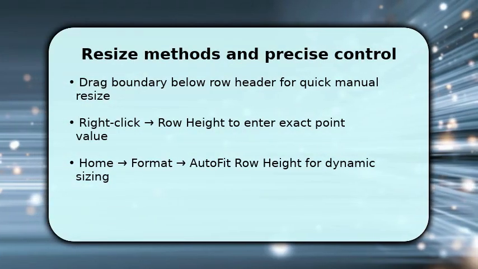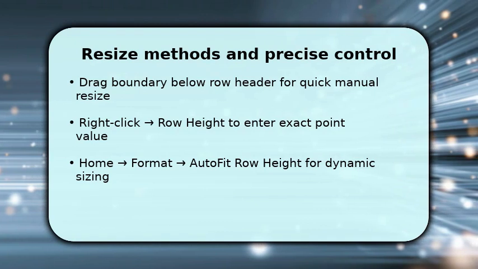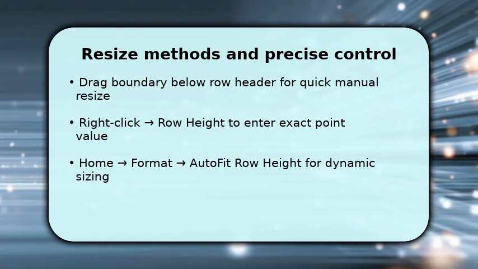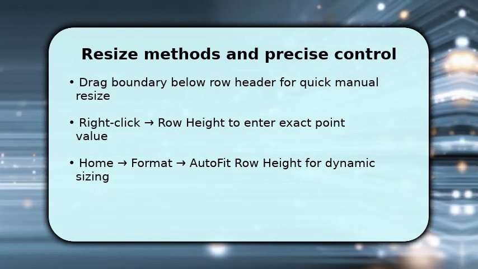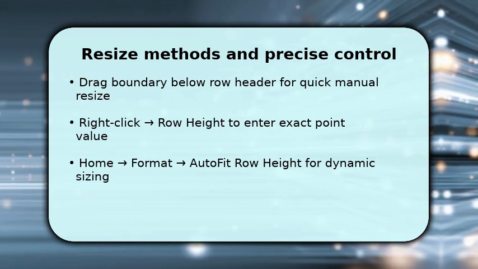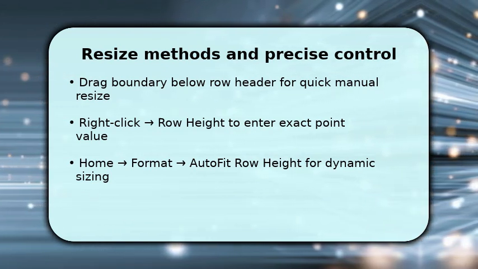Now change the height using one of three methods. Drag the lower border of the row header to visually adjust, stop when content fits. For exact values, right-click the row header, choose Row Height, and type a point size.